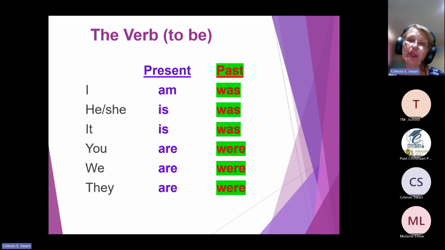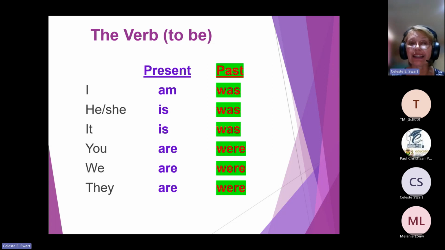But because we're busy with the past tense, it's "I was," because it's in the past. He or she was, it was. You were, we were, and they were. Now, I want you to remember the form of the verb to be in the past tense because you're going to use it to write a past continuous tense.